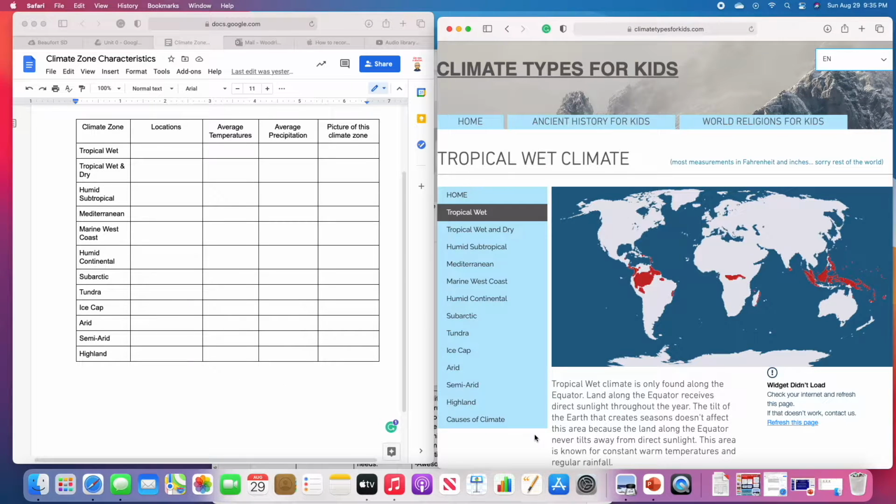We're going to take a look at tropical wet for an example, so you understand how this is going to work. So the things we'll be looking for is location, average temperatures, average precipitation, and then of course we're going to put in a picture of this particular climate zone. Over here to the right is climate types for kids. This is the website we'll be using, and we're at the tropical wet climate.